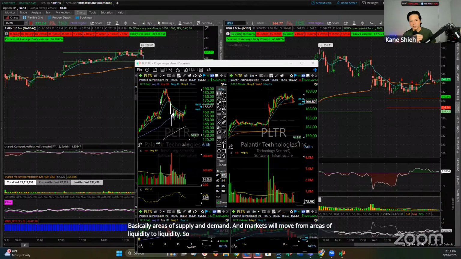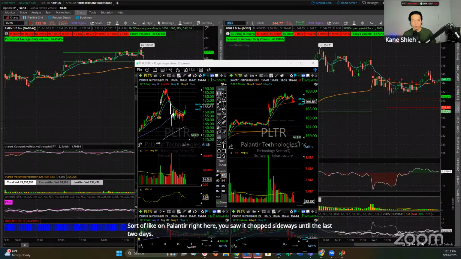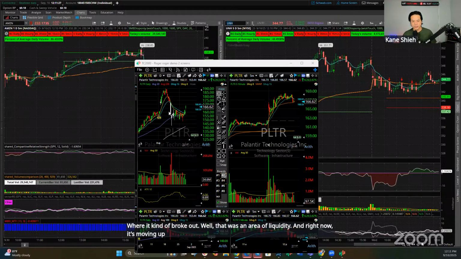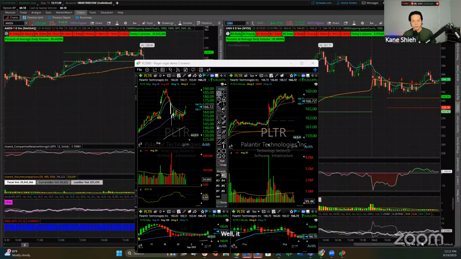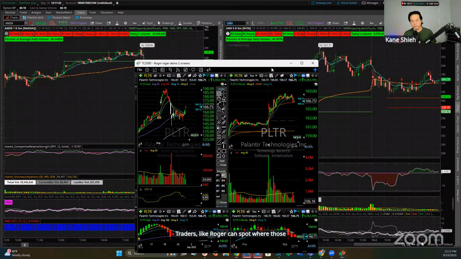So anytime you see a market pause, sort of like on Palantir right here, you saw it chop sideways until the last 2 days where it kind of broke out. Well, that was an area of liquidity. And right now it's moving up and it doesn't look like it's going to stop. Well, it's not going to stop until it hits another area of liquidity. So experienced traders like Roger can spot where those areas of liquidity are just on a price action chart. And that takes a while. It takes generally people several years to be able to pick that up.